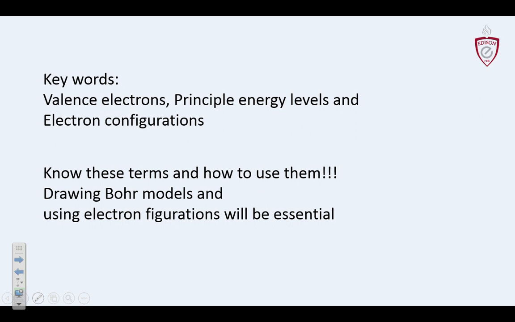with that P, D, F. That's talking about shape and all this other stuff that we don't really need to get into. But you do need to know what valence electrons are. You do need to know what principal energy levels are, and electron configurations and how we're going to use those. Yeah, and we're going to get into using these things to draw models of atoms in the next notes.